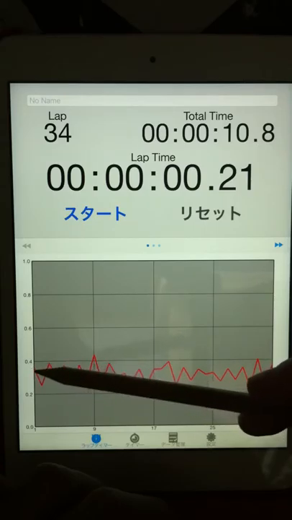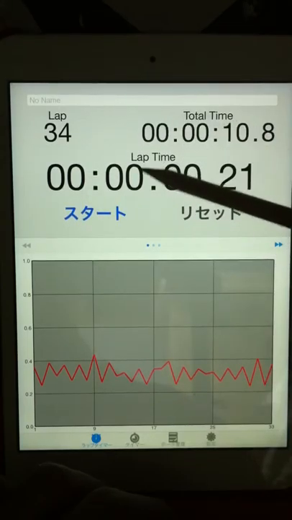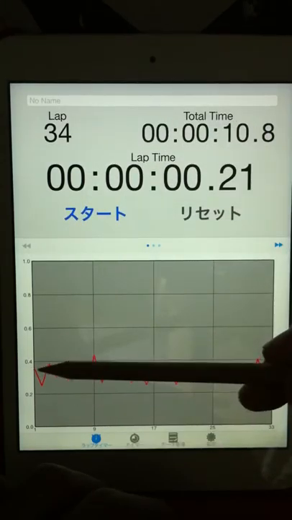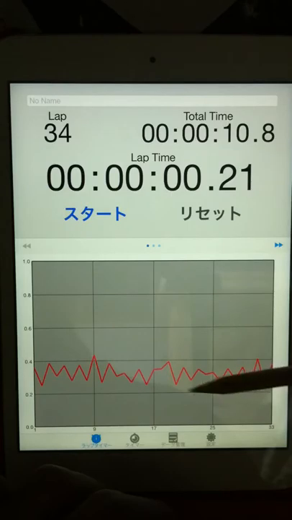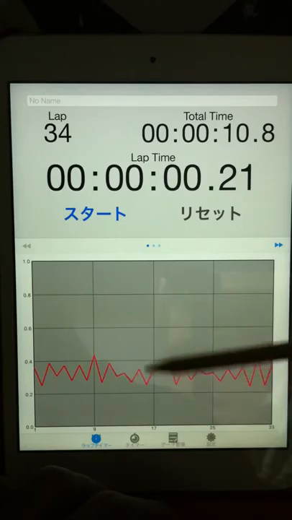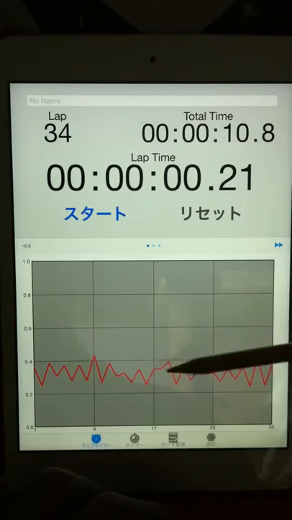It's lap time. This up is lap time. Roughly irregular. The bar is the third bar. Almost even.